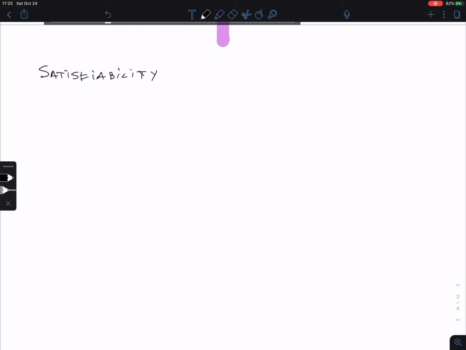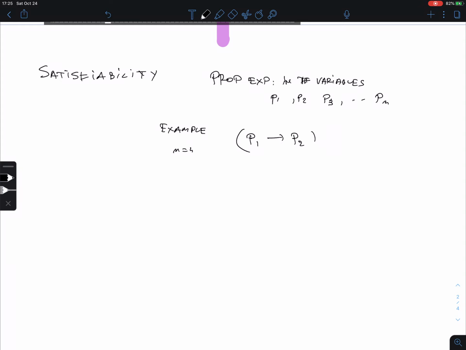You have a propositional expression in the variables P1, P2, P3, up to Pn. So the size here is the number of propositional variables. For instance, I'll do an example with n equal to 4: P1 implies P2, and not P2, then P3, and P4. Or P1, then not P2, and P1 and P3, something like that.